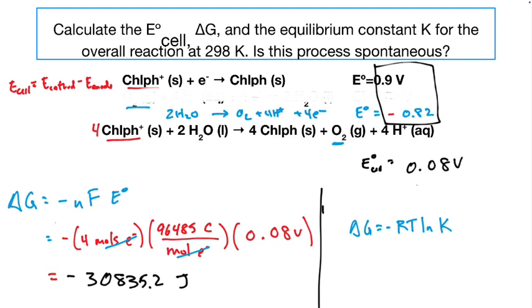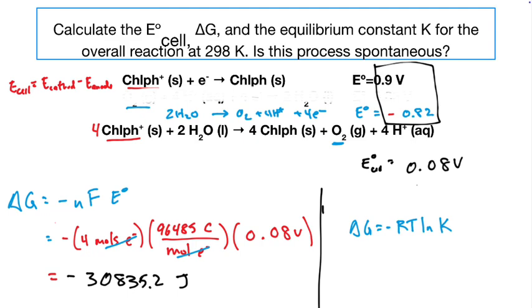Why does it need to be negative? Because K should be positive, so whenever delta G is negative, you'd be able to go through and get a positive K. All right? So now what do we do?